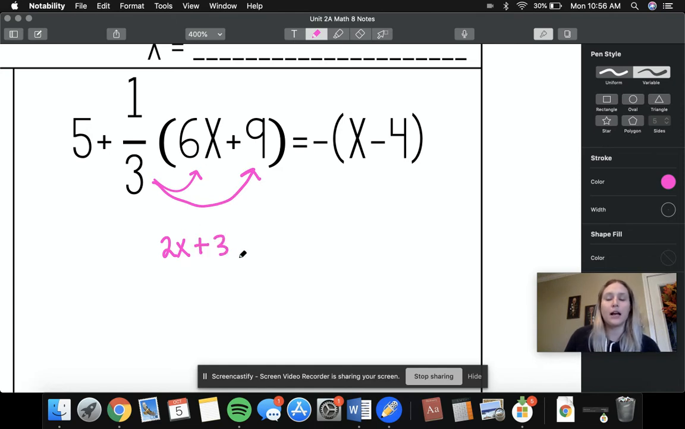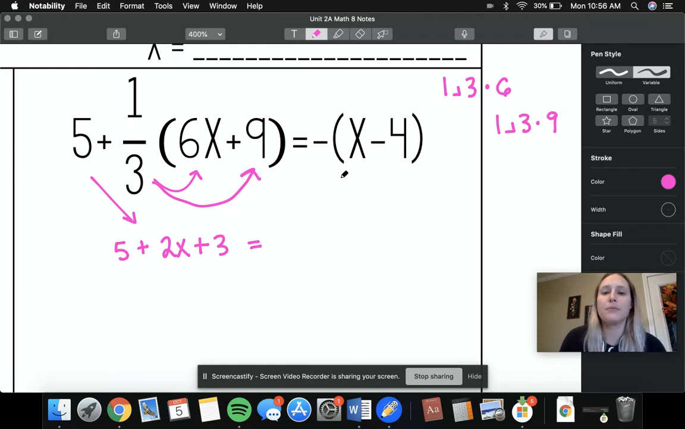Again, if you're using your calculator, you're typing in the fraction template 1/3 times 6, and then 1/3 times 9. And that's how I'm getting those numbers. Okay, I'm going to drop down the 5 because we didn't do anything with the 5. Now over on the right-hand side, we see this negative sign, then parentheses, and x minus 4. So we've been talking about how this is basically a negative 1.